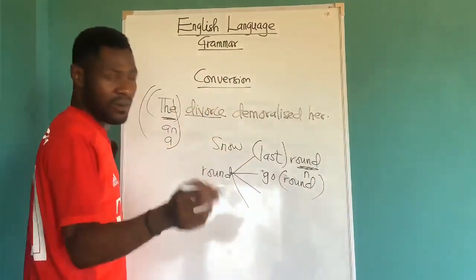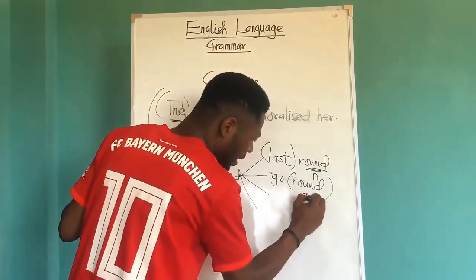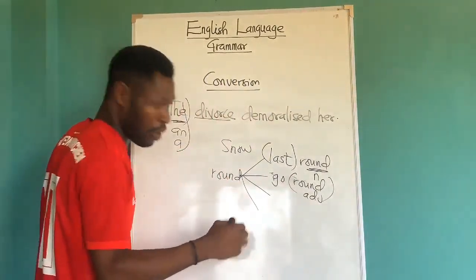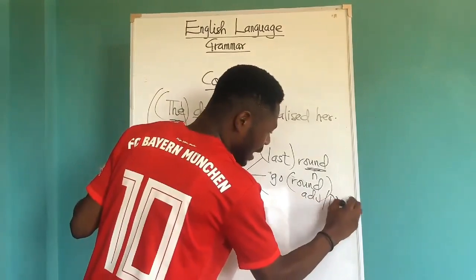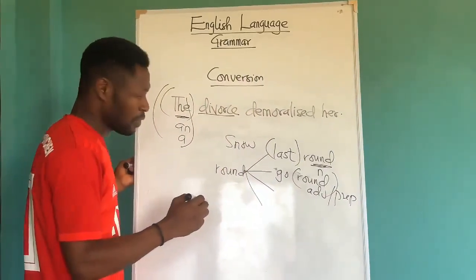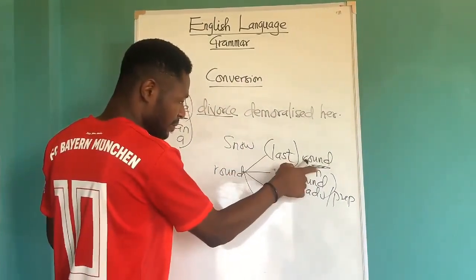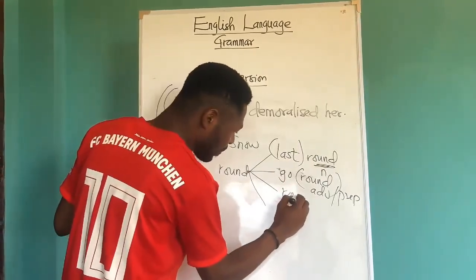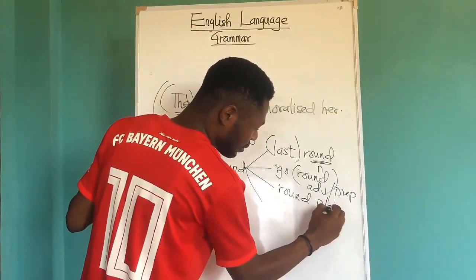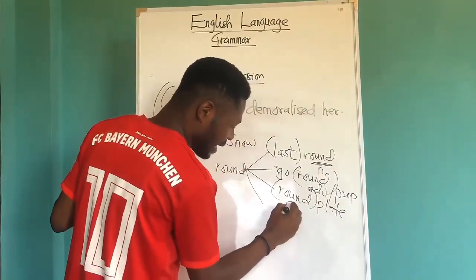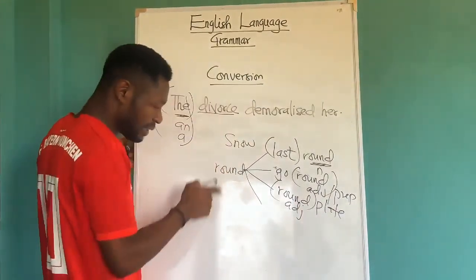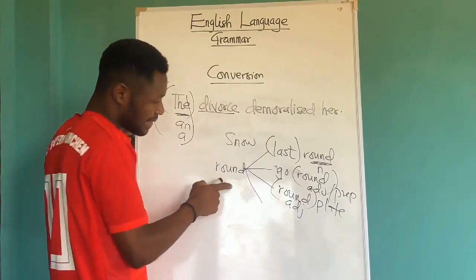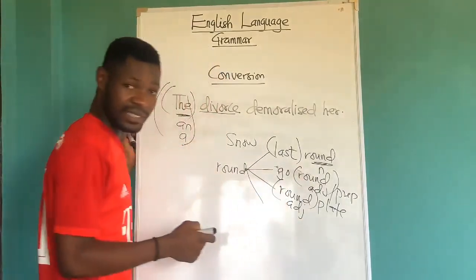Go round. Go how? Round. So here it could be an adverb. Or perhaps a preposition. So, round as a noun, round as an adverb. We can also have round plate. Here round is an adjective. So you see one word has 1, 2, 3 functions.